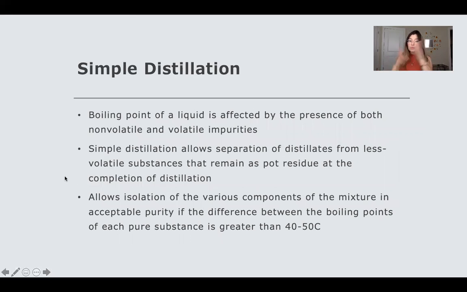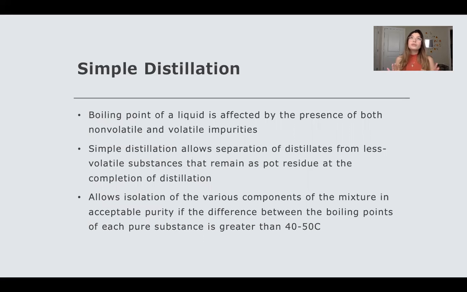Simple distillation, what we're doing for this lab. The boiling point of a liquid is affected by the presence of both non-volatile and volatile impurities. So simple distillation allows for separation of distillates from less volatile substances that remain as pot residue at the completion of distillation. It allows isolation of the various components of the mixture in acceptable purity if the difference between the boiling points of each pure substance is greater than 40 to 50 degrees Celsius.